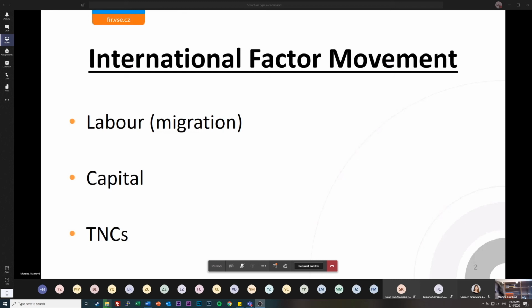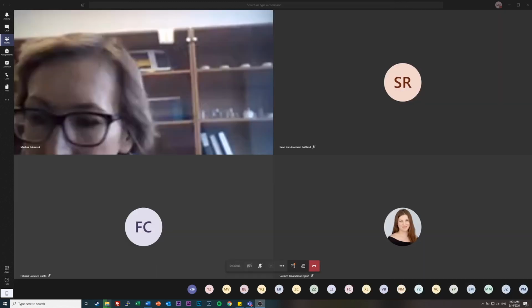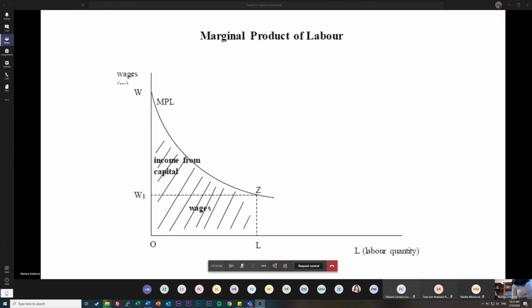So let's start with the migration. It's for us easiest. We are able to imagine it. I will go back to graphs, please. Yes. Okay. Please draw this chart.